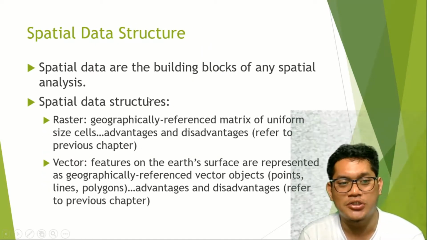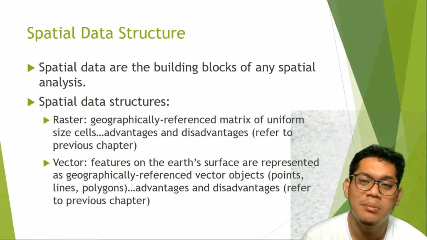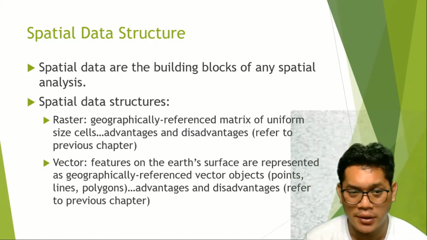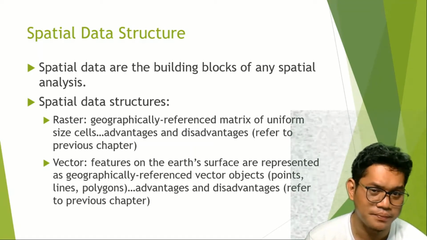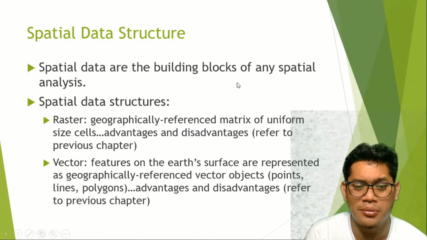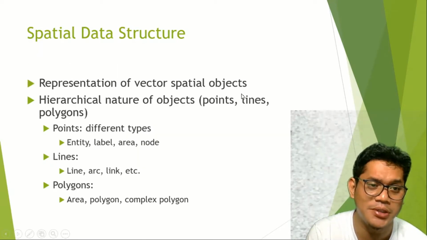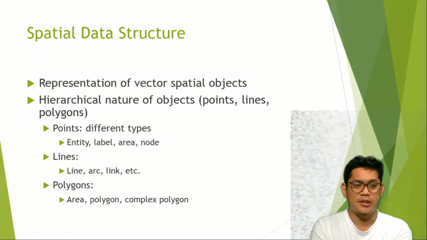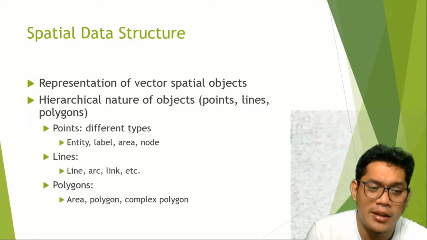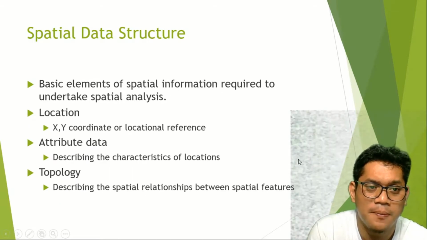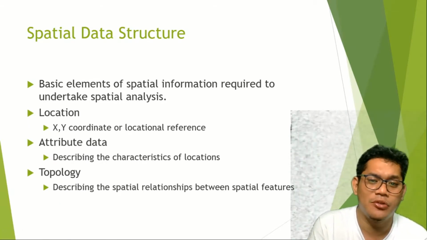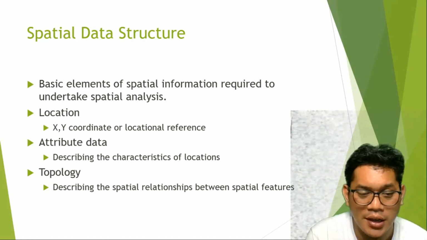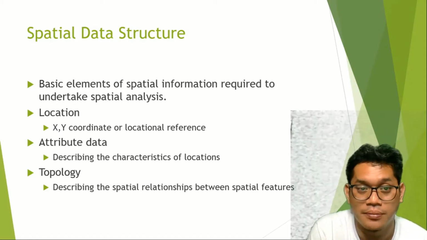For the spatial data structure, spatial data are the building blocks of any spatial analysis, where, as we discussed before, there are raster and vector. I don't want to talk more about this because you can refer to the previous chapters. And the representation of vectors and spatial objects, and the hierarchy of objects: point, line, and polygon. And the basic elements of spatial information required to undertake spatial analysis, such as the location, attribute data, and the topology, as we discussed before.